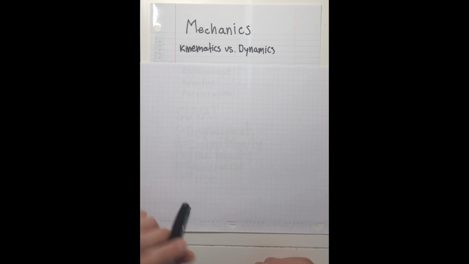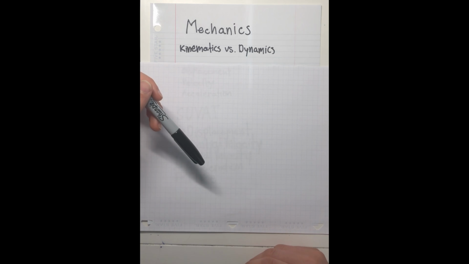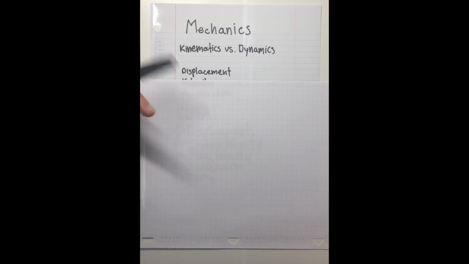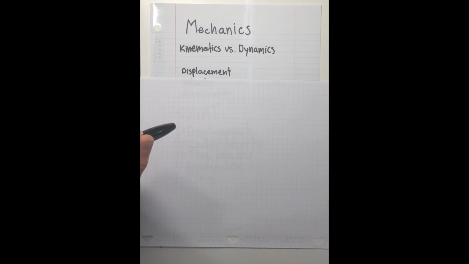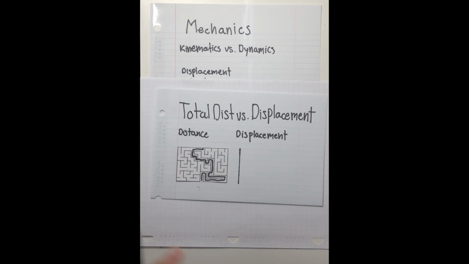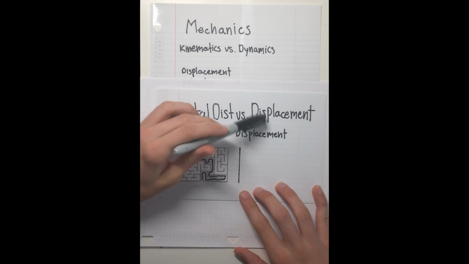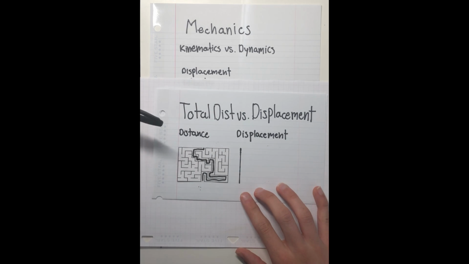And in both of these, there are three main ideas, principles that you're going to need to understand. So the first one is displacement. So displacement in general terms is how far an object has traveled, but it gets a bit more complicated than that. So I have a little diagram here to show the difference between total distance traveled and displacement, because there is a difference between them. And it is kind of confusing, especially if you're just beginning.